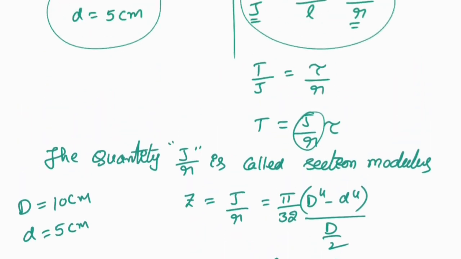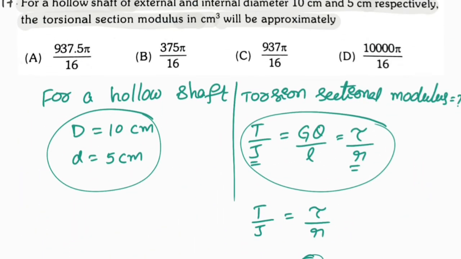Look at the options. Option A itself is looking correct. 937.5 into pi by 16. Therefore option A is absolutely correct. I hope you got my point. Let us take another problem.